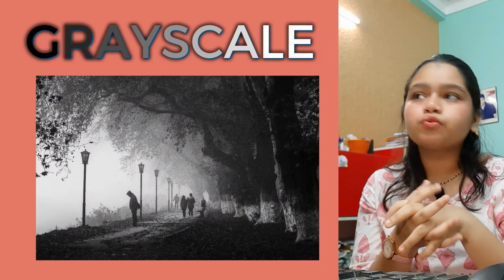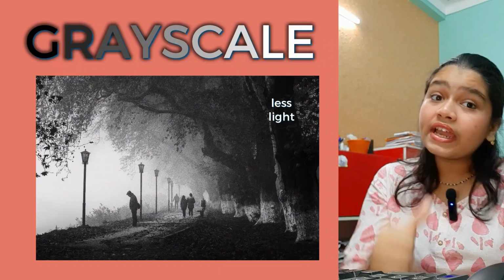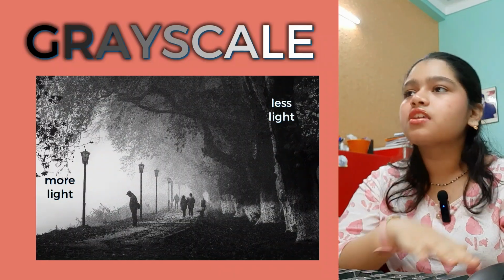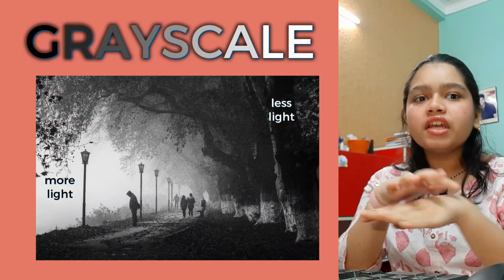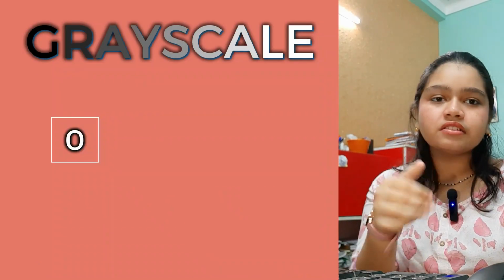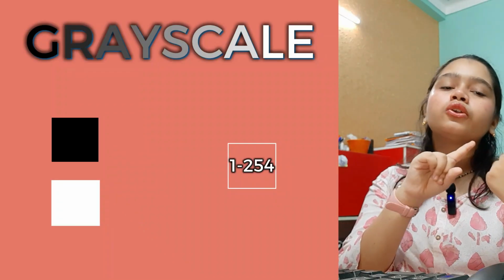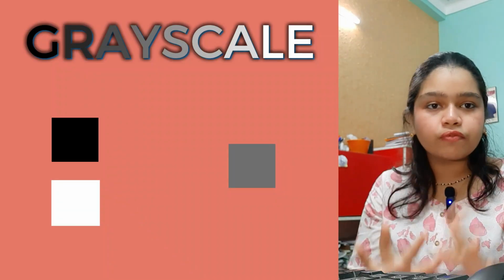Okay, how much light is falling. Black means no light, it is total darkness. White means full light, brightest, and gray means the in-between shades. So here, what are the values? If a pixel has value 0, then it is black. If it is 255, then it is white, and the values from 1 to 254 are shades of gray.